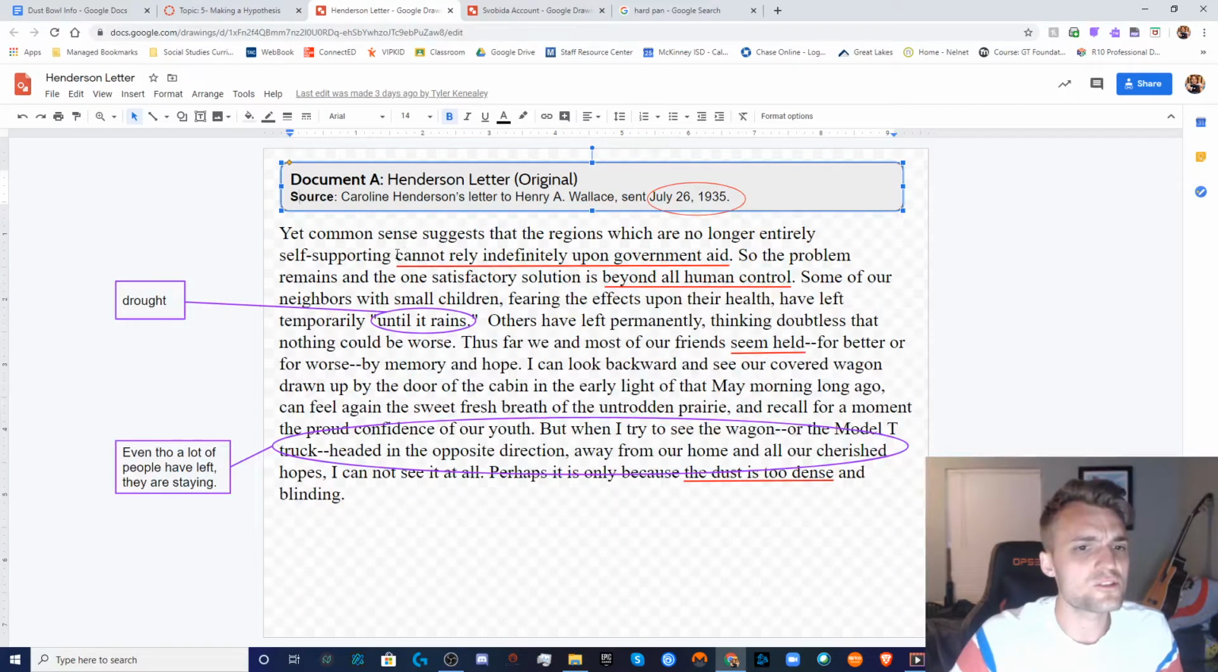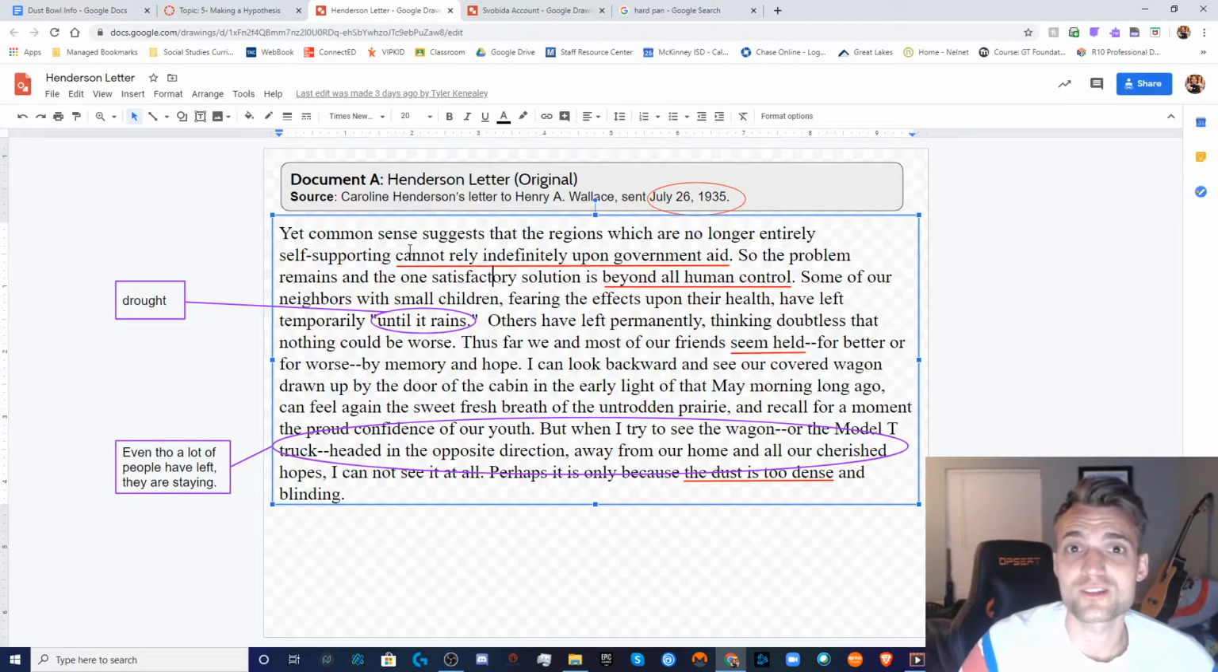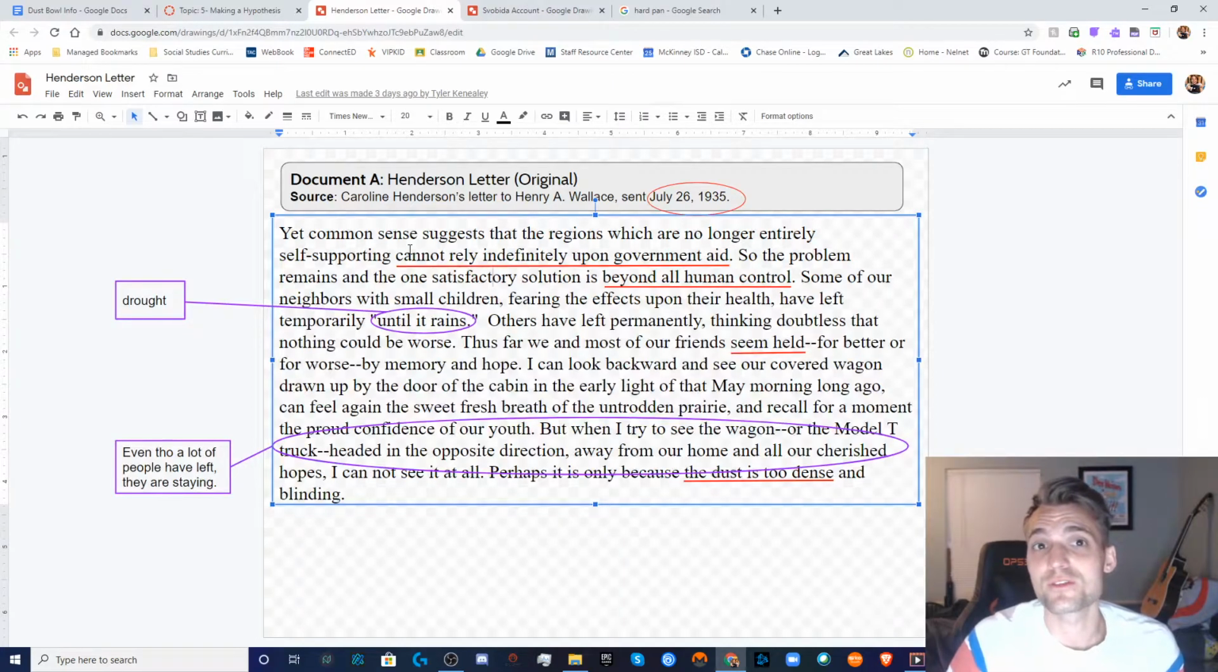I think the first thing that we see is regions which are no longer entirely self-supporting, which means regions that no longer can support themselves through enough crop growth and sustainable food sources. They cannot rely indefinitely upon government aid, which means the government's not going to help them as much as maybe they need it. So they're going to have to look for other sources of revenue, other sources of sustainability for survival.